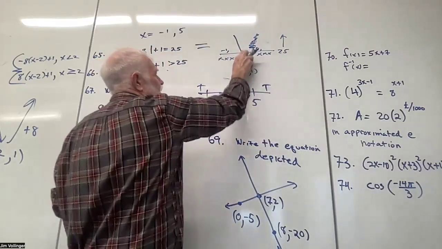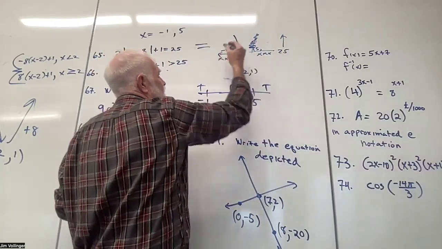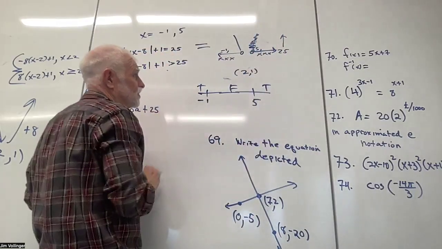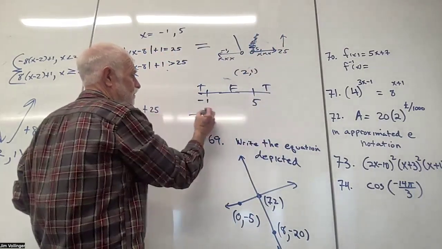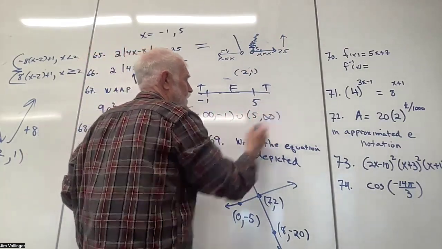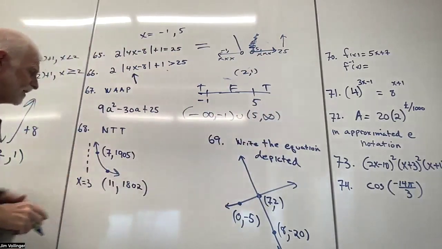So I hope you can see that we kind of have an old-fashioned interval notation that you looked at in grade school, right? So what are your answers? -infinity to -1, union 5 to infinity. All right, name that tune.